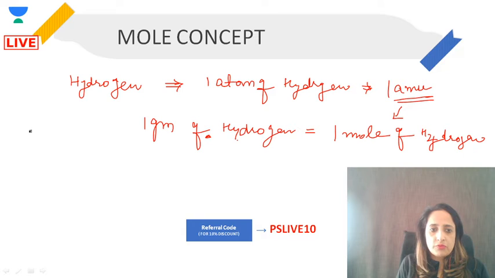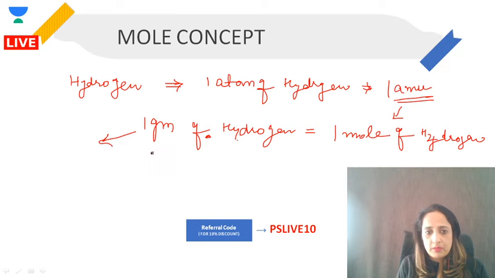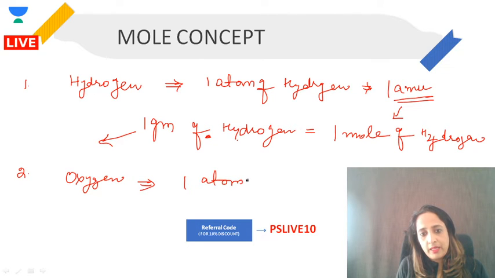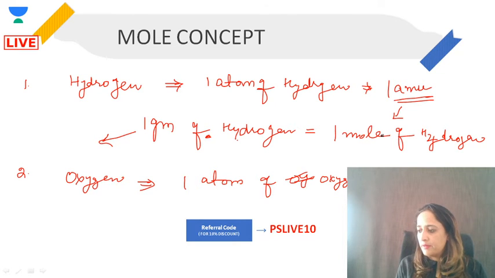For example, we take the example of oxygen. 1 atom of oxygen is equal to 16, right?